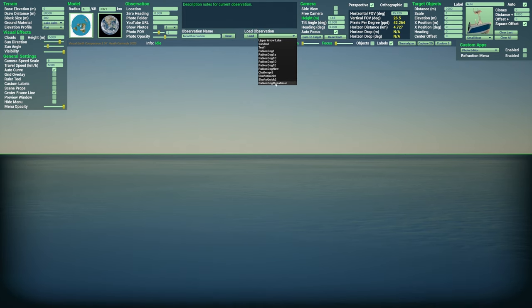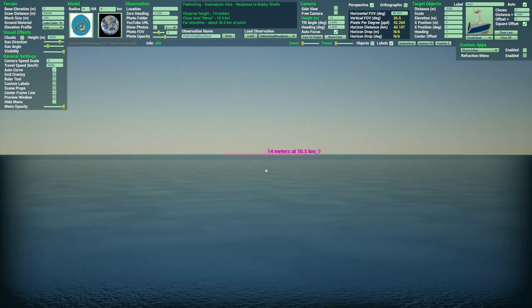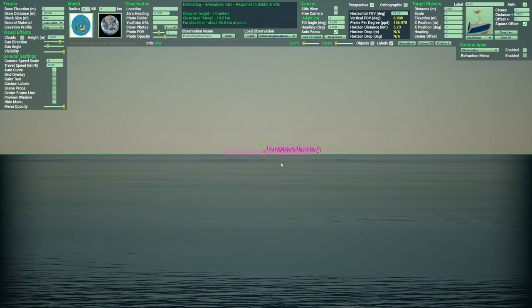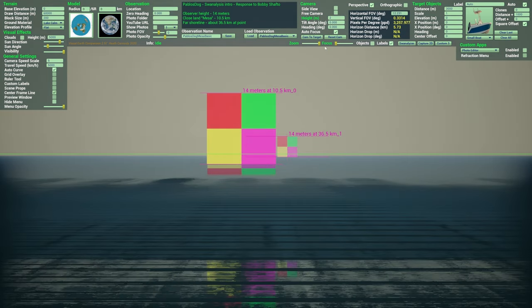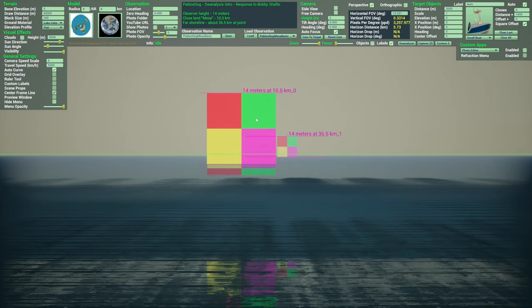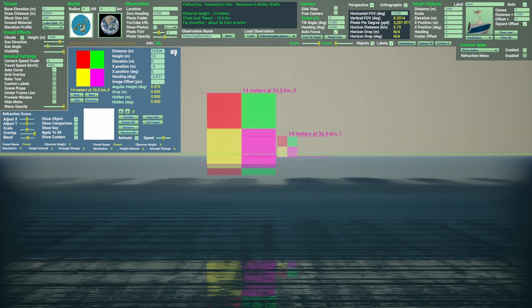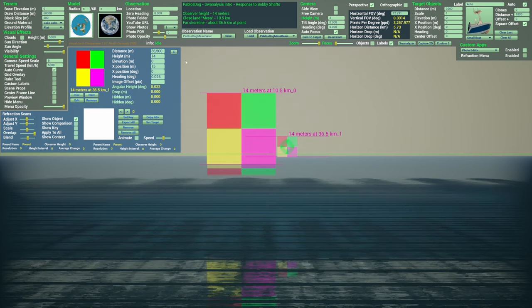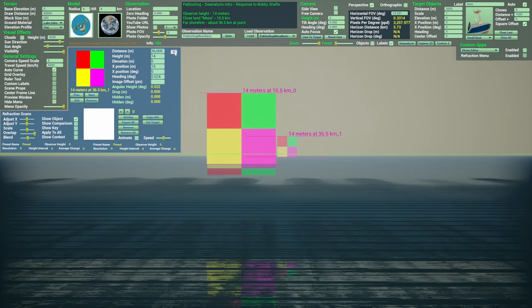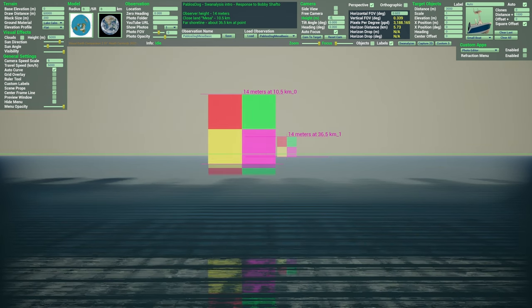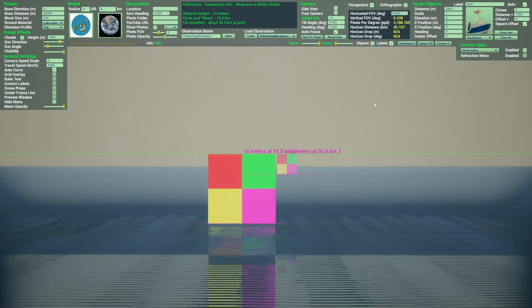Alright, so we have our observation here already laid out. I'll just lower the camera so we can see a bit better. And let's zoom in. So we have two targets, both 14 meters high. The closest one is at 10.5 kilometers, and the farther one is at 36.5 kilometers. And our observer height is 14 meters.